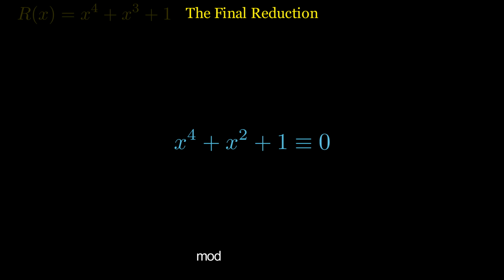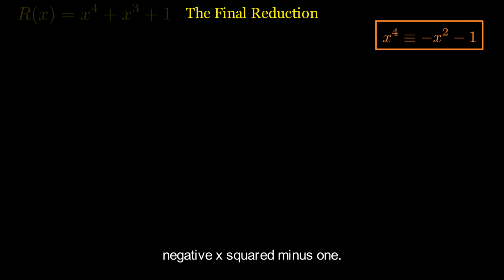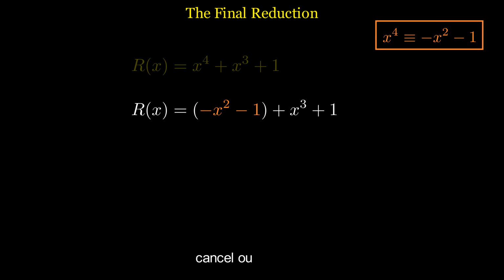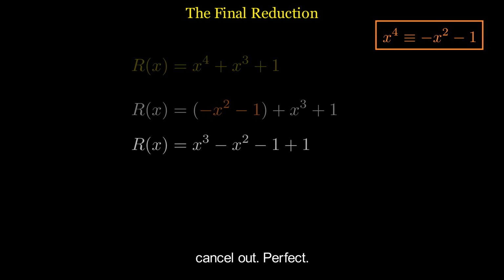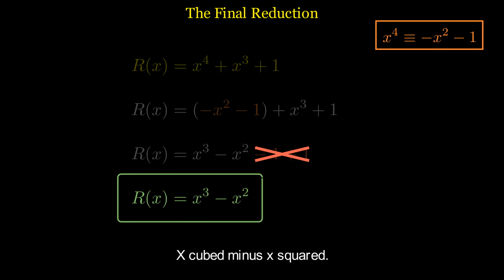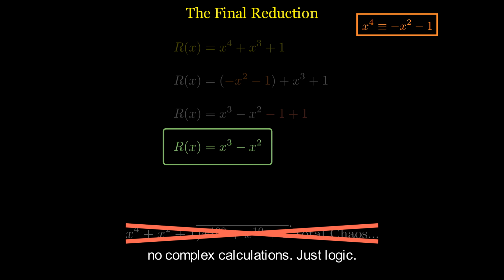Since we're working modulo our divisor, we treat it as 0. Shuffle the terms. X to the fourth is just negative x squared minus 1. Now swap that straight into our remainder. The ones cancel out. Perfect. Final answer, x cubed minus x squared. Done! No long division, no complex calculations, just logic.